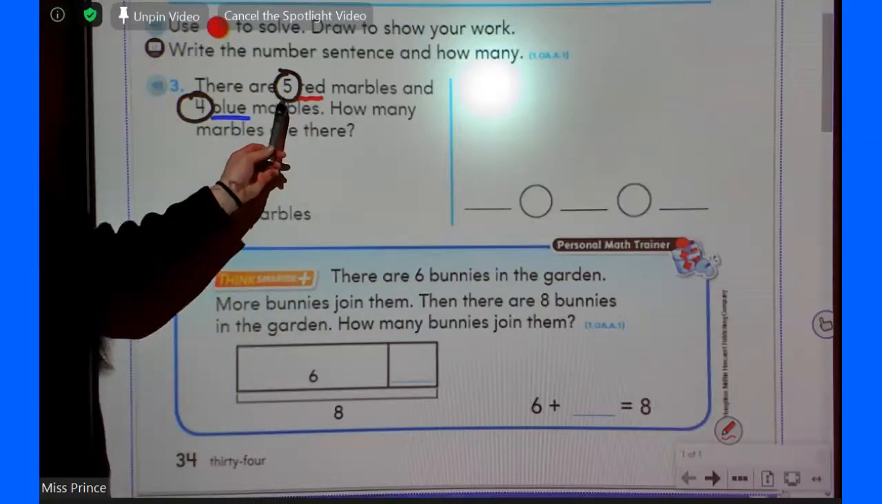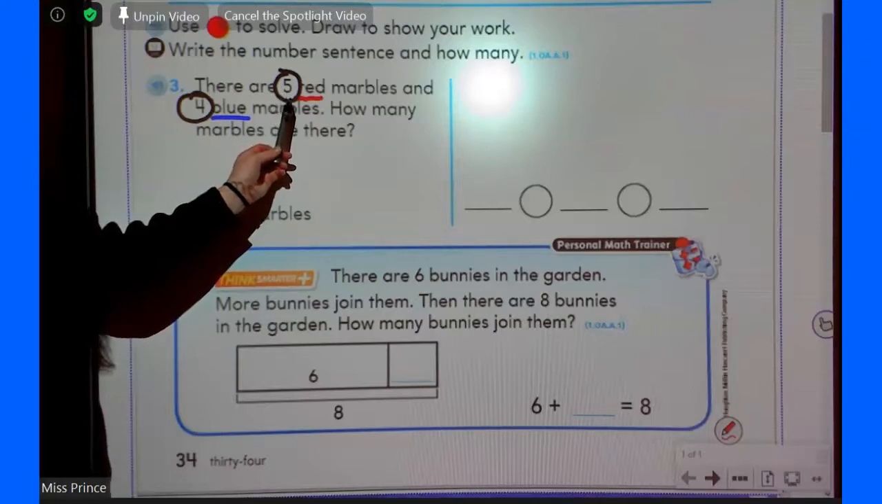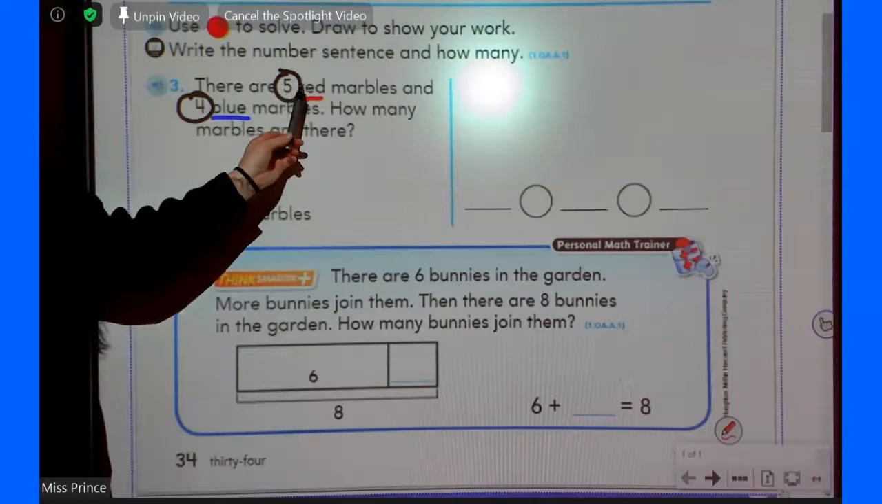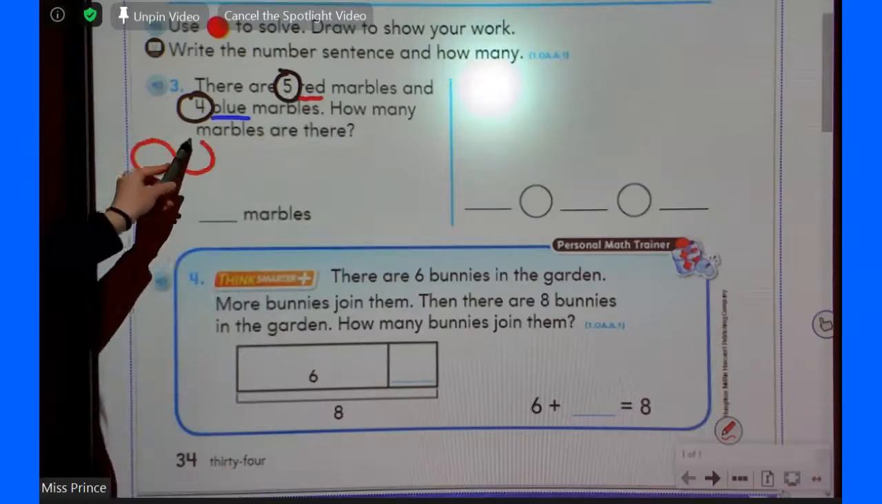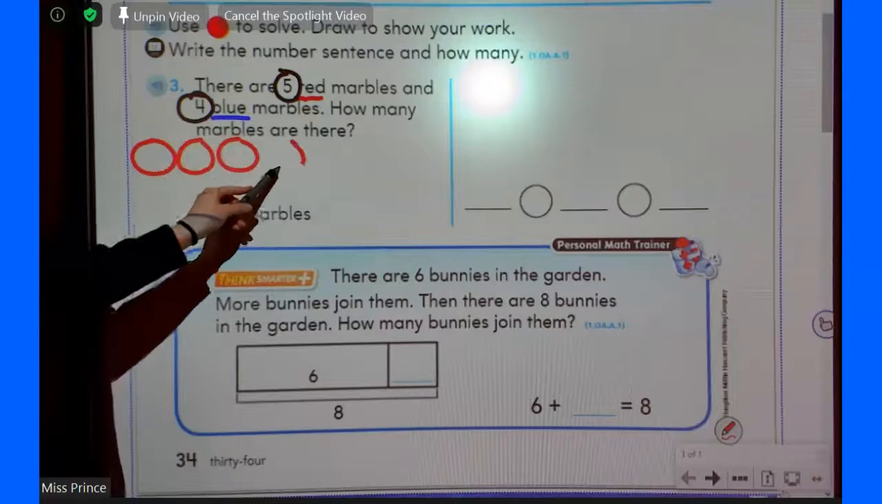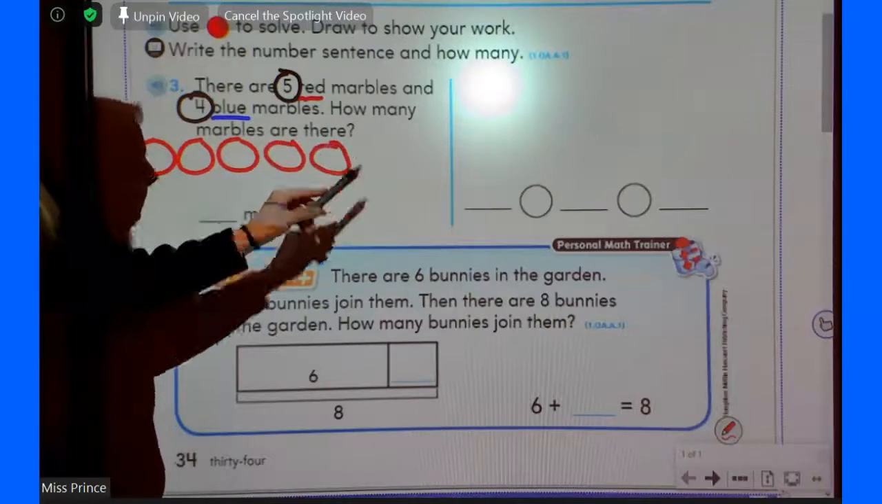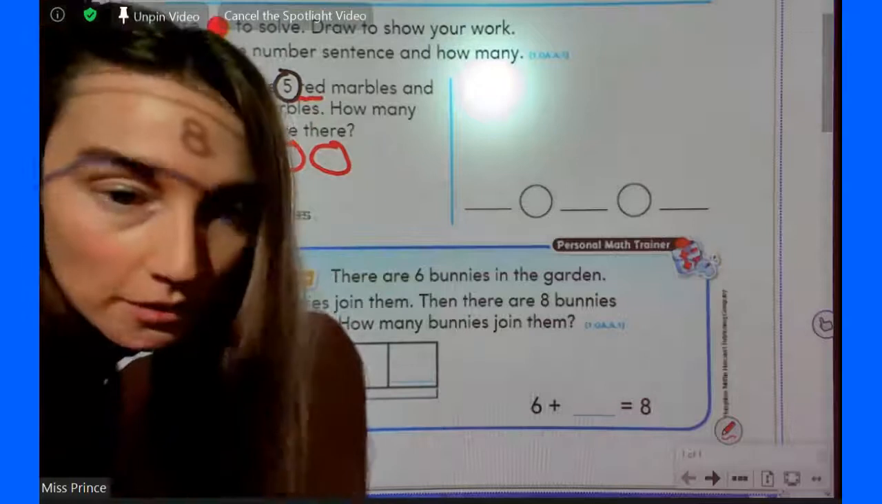What's the first one we need to draw? 5. It's 5 red marbles. So we're going to draw 5 red. 1, 2, 3, 4, 5. Good job, Paige.